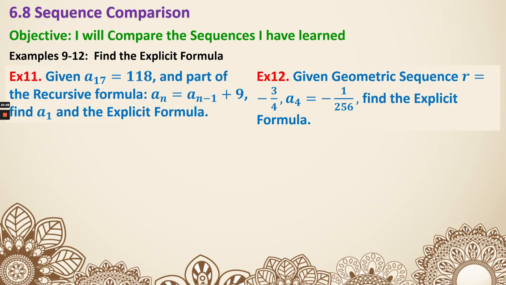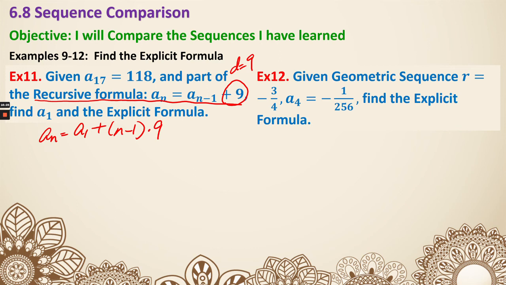Next, example 11. This question is very similar to example 9. There's only one difference. You are given a recursive formula. But with the recursive formula, you can easily identify your d is 9. So I can still use that to write an explicit formula, just partially. A sub n equals a sub 1, and then plus n minus 1 times my d is 9. That is my explicit formula.